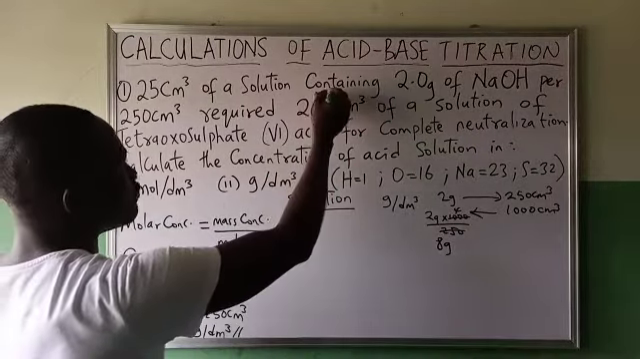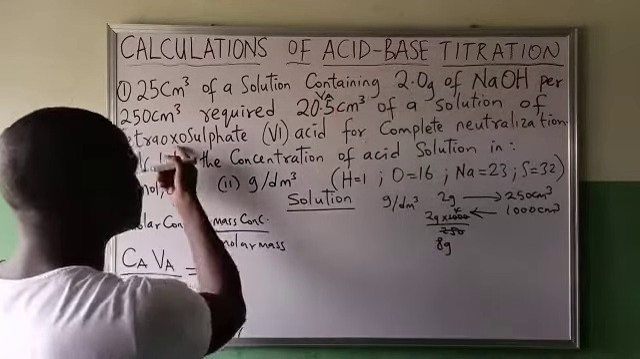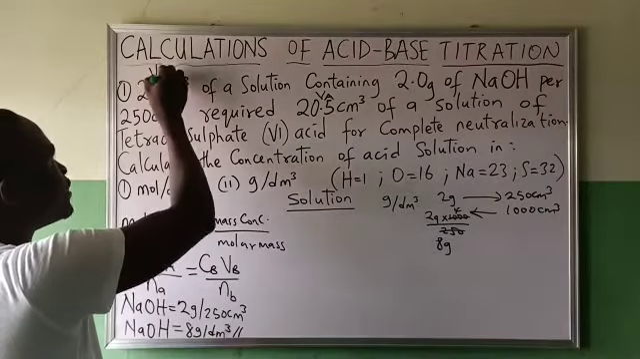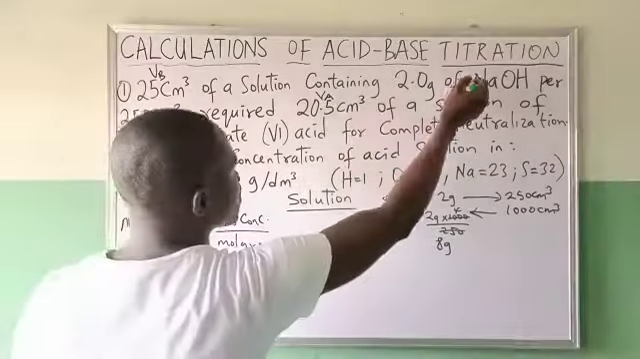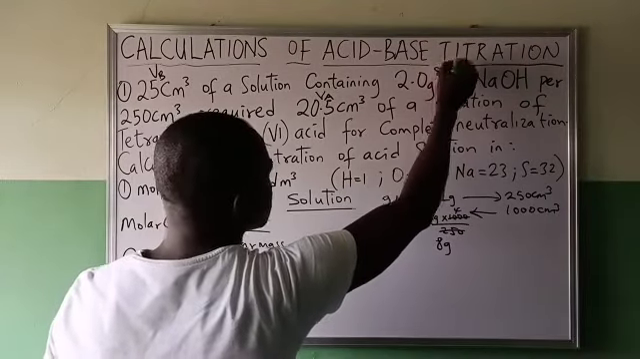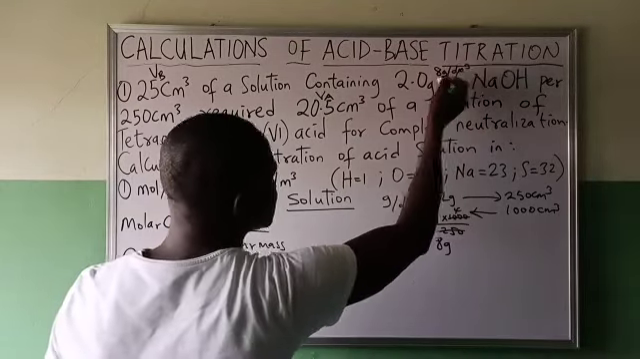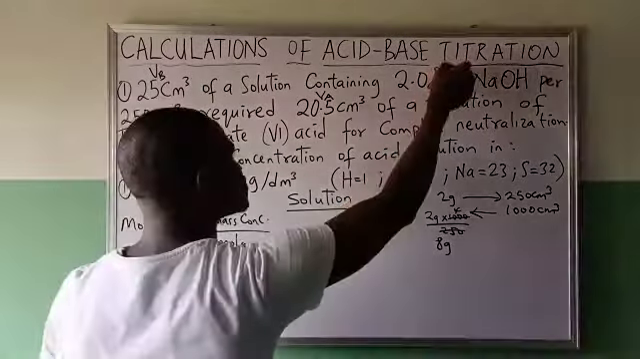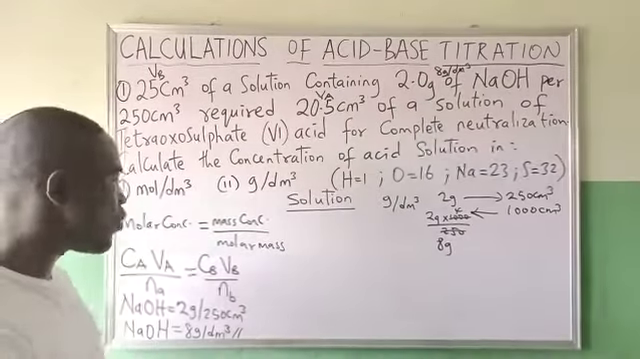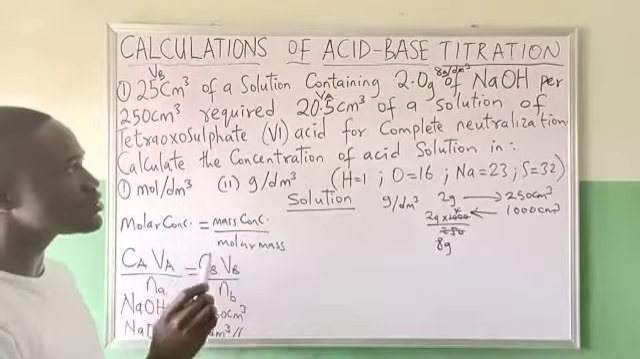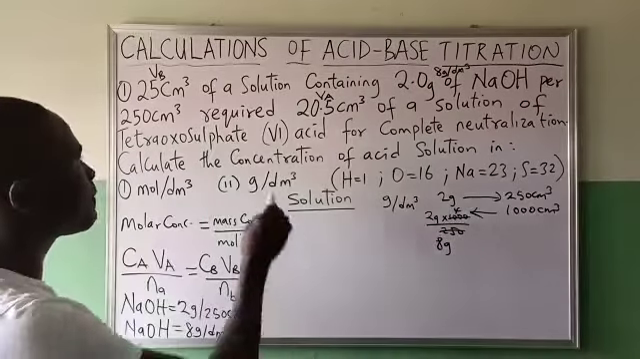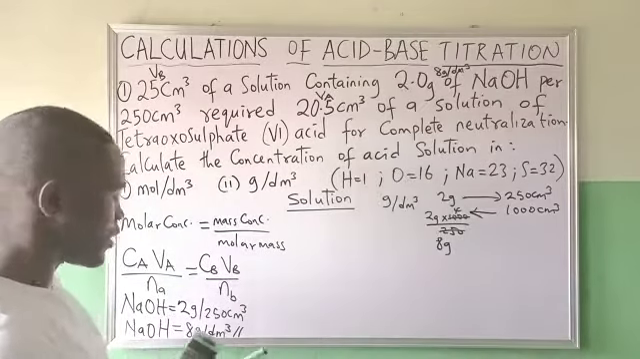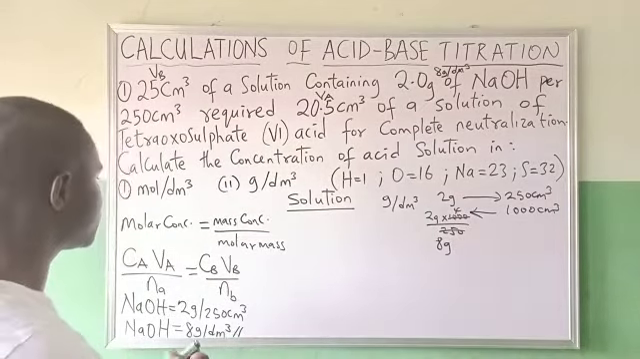What do we call this? Volume of the acid, because they say of tetraoxosulfuric acid. So what do we call this? Volume of the base. The concentration of this is equivalent to per dm cube. This is mass conc. So what we now do is that we need to convert this mass conc to molar conc, so that we can apply it here and succeed in getting the concentration of acid in mole per dm cube.